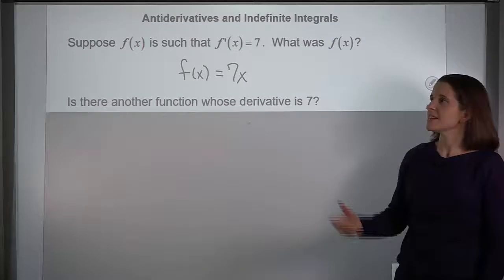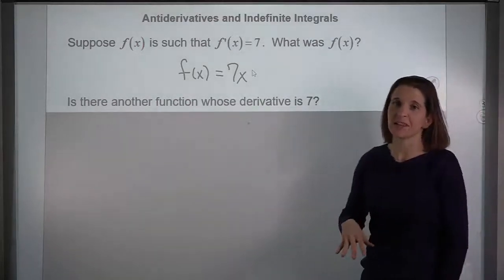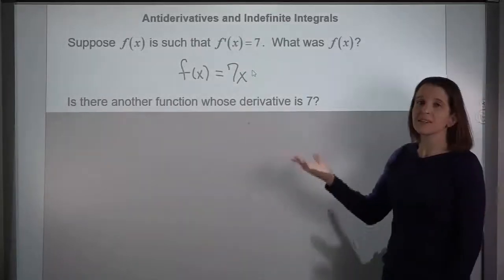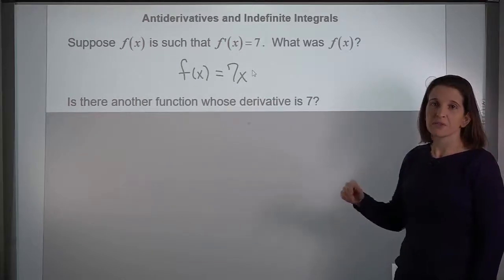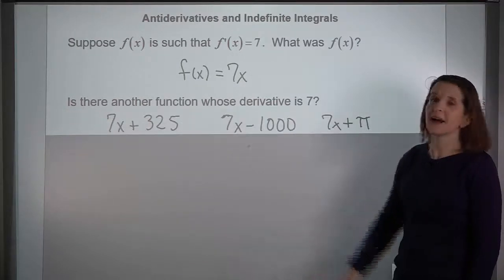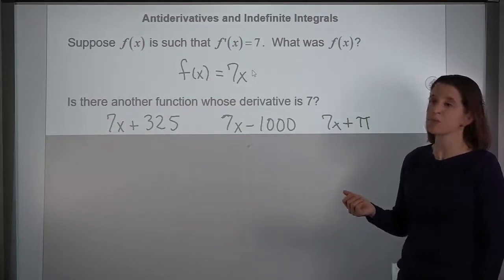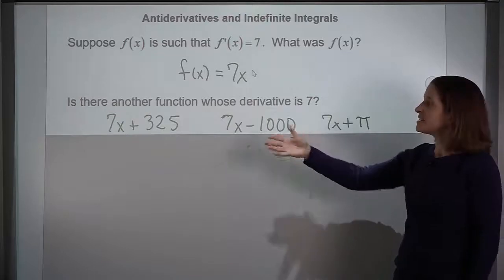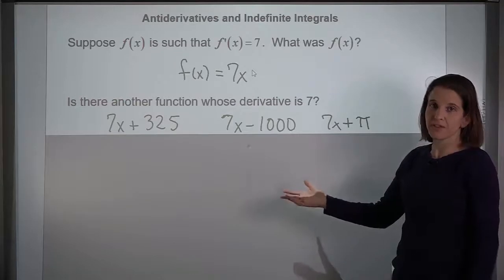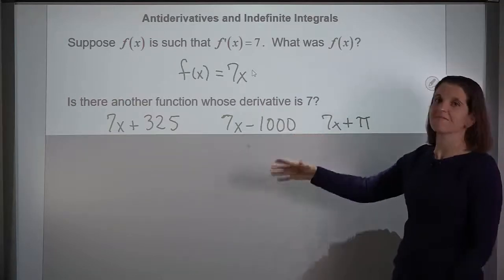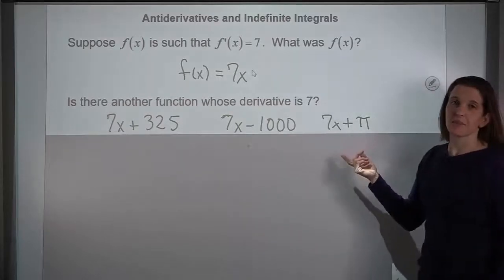So then the question is, is that the only answer? We're used to a world where we did just get a single answer every time, and that's not going to be the case anymore. So is there another function whose derivative is 7? Well, if you remember that the derivative of any constant is 0, then there are actually infinitely many answers we could have come up with. Crazy constants. 7x plus 325. Its derivative would be 7 plus 0, so 7. 7x minus 1,000, 7 plus 0, or minus 0, so 7. Or even some constant like pi.